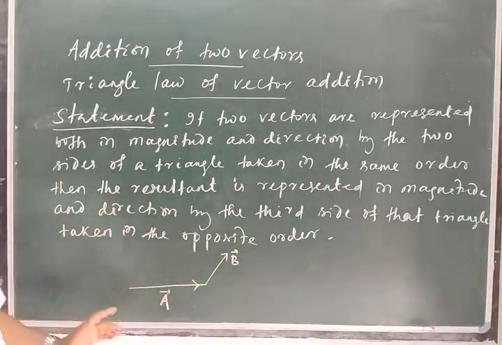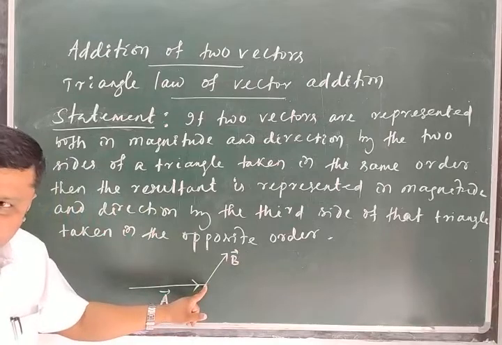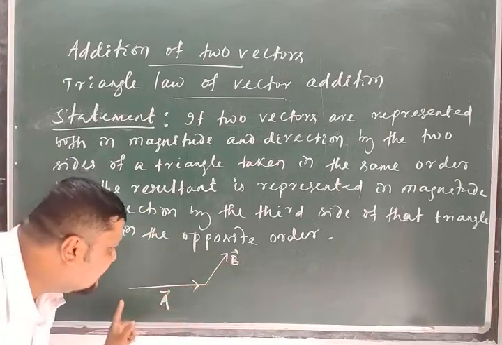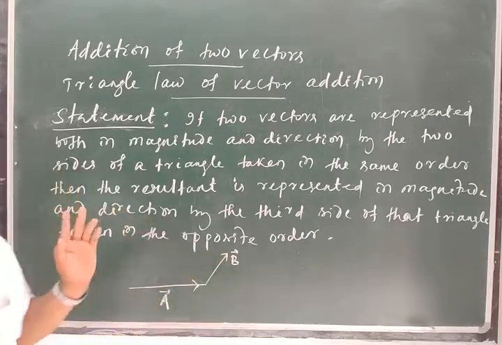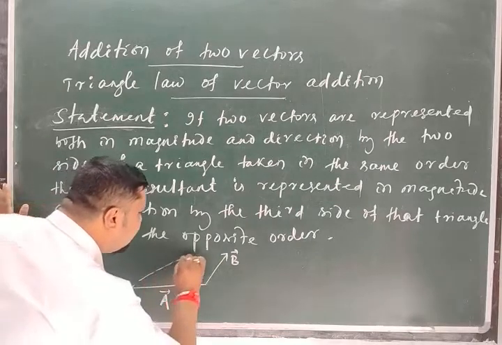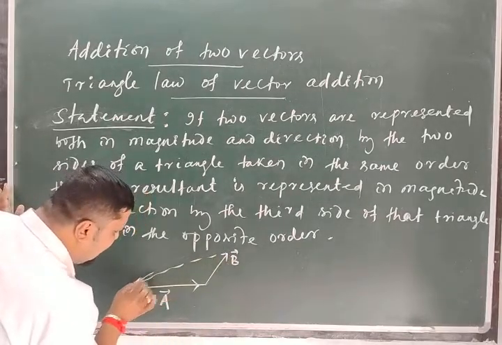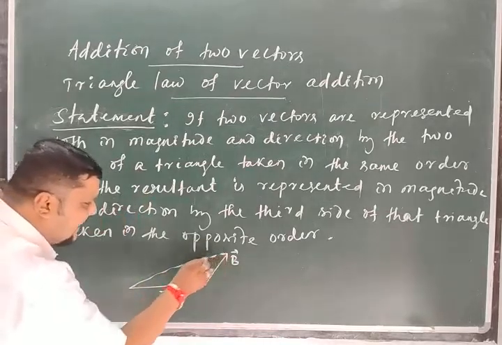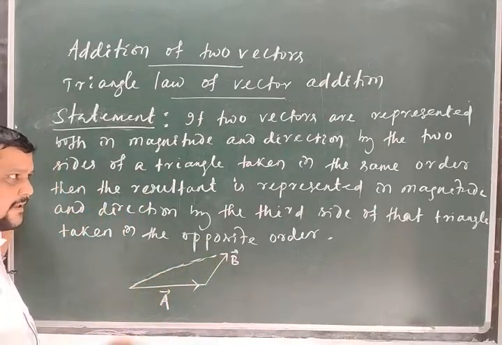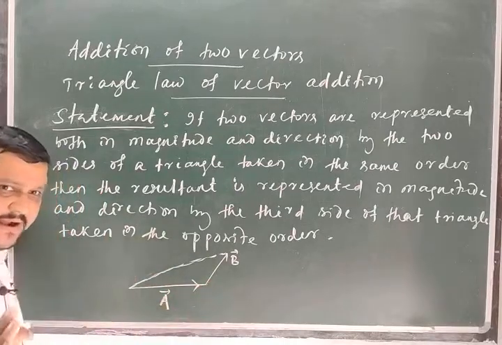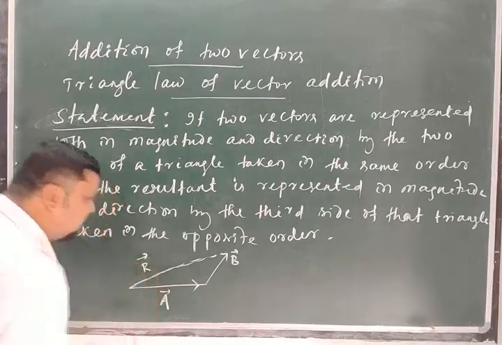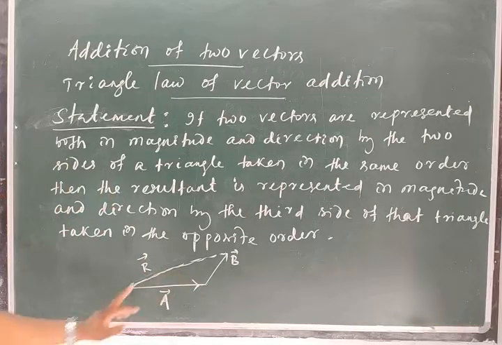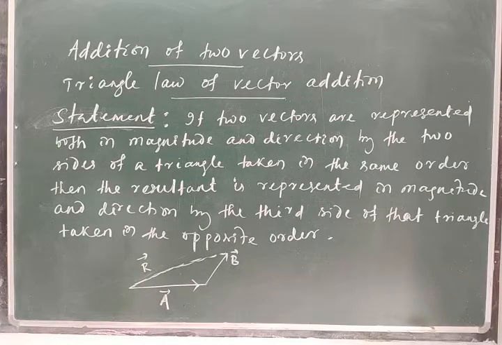Here it is called same order, meaning the head of vector A coincides with the tail of vector B. They are in the same order and are represented by the two sides of a triangle. If I complete the triangle like this, there are three sides. The resultant of these two, the combined effect of these two vectors, is generally shown as the vector R. The resultant is represented in magnitude and direction by the third side of the triangle taken in the opposite order.